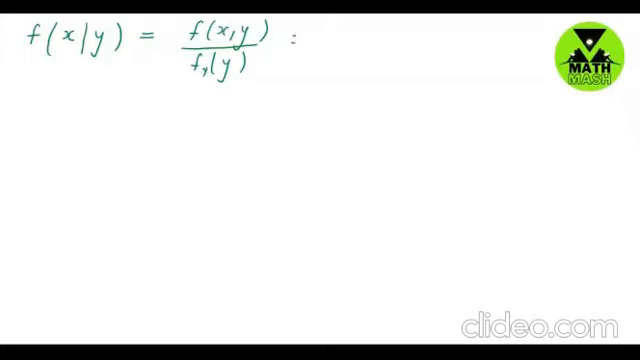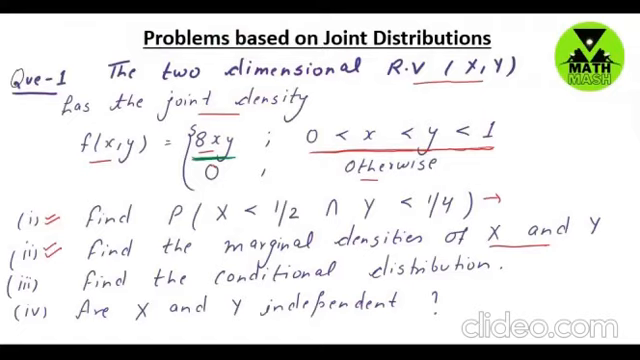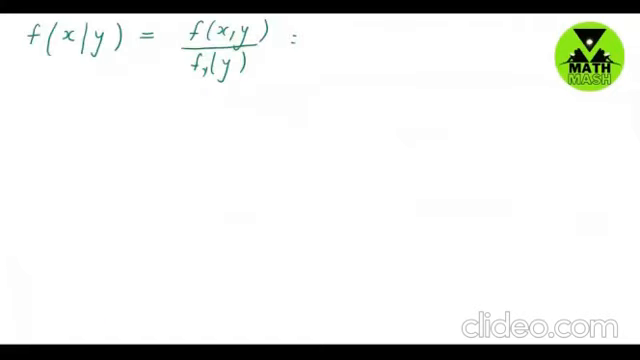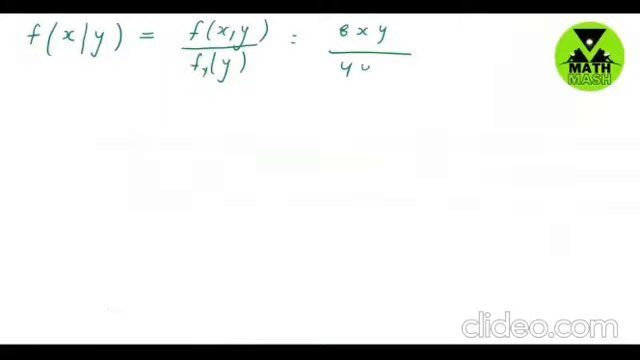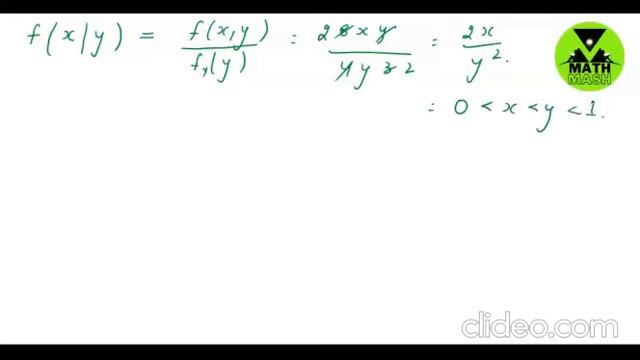So what is f of xy? F of xy is 8xy. So write 8xy divided by the marginal density of y. The marginal density of y we have calculated, that is 4y cube, where y is between 0 to 1. So substitute the value, 4y cube. Now this y cancels out, and 8 by 4 is 2. So this becomes 2x divided by y square, where the condition is 0 less than x less than y less than 1. So this is the conditional distribution of x given y.